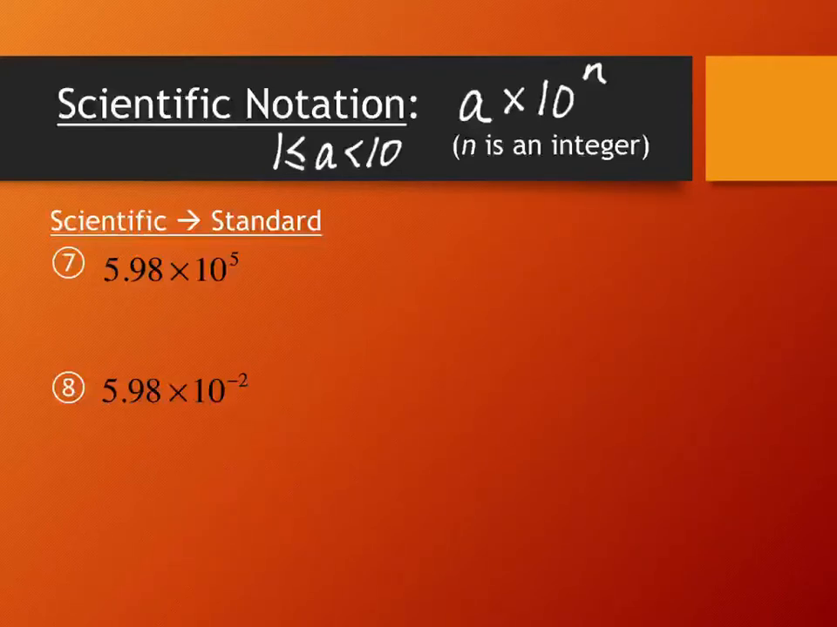But it's actually pretty easy to use. So scientific notation actually involves simply moving decimal places. So right now, this one's going from scientific notation into standard notation.